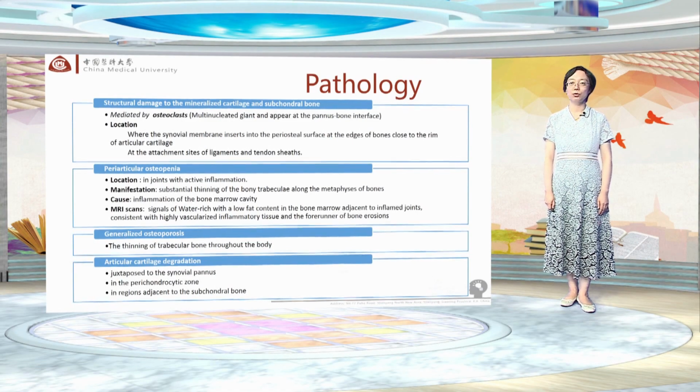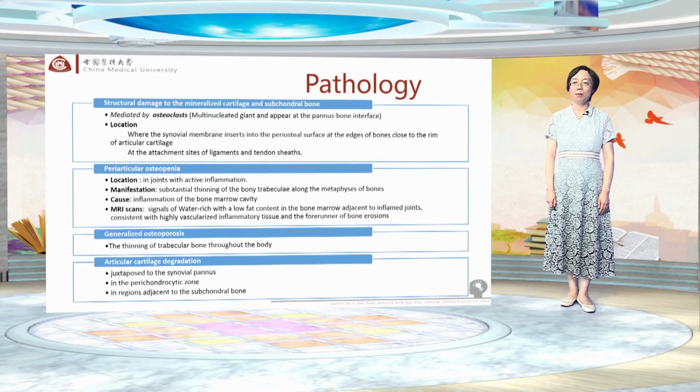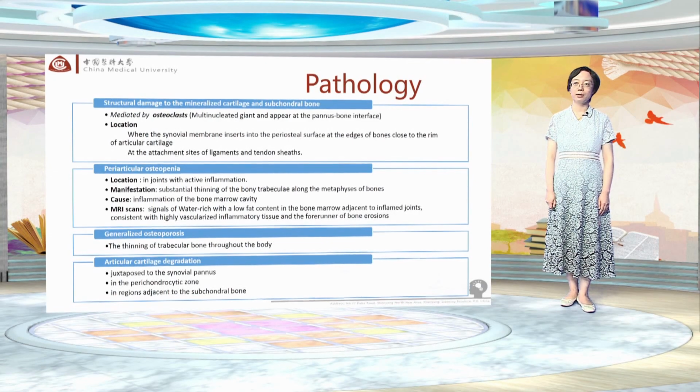Articular cartilage is now known to be a highly responsive tissue that reacts to inflammatory mediators and mechanical factors, which in turn alter the balance between cartilage anabolism and catabolism. In RA, the initial areas of cartilage degradation are juxtaposed to the synovial pannus. The cartilage matrix is characterized by a generalized loss of proteoglycan, most evident in the superficial zones adjacent to the synovial fluid. Degradation of cartilage may also take place in the pericellular zone and in regions adjacent to the subchondral bone.